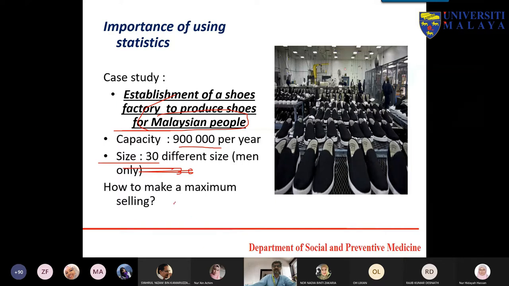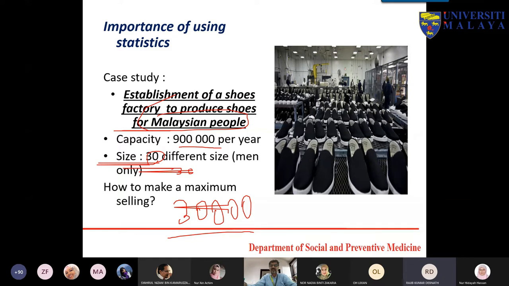Is it logical to say that okay, 30,000 per year from each size? Can I just produce an equal number of shoes for each size? Is it rational? No. Why is it not rational? Because the 900,000 people may not all have the same sizes.